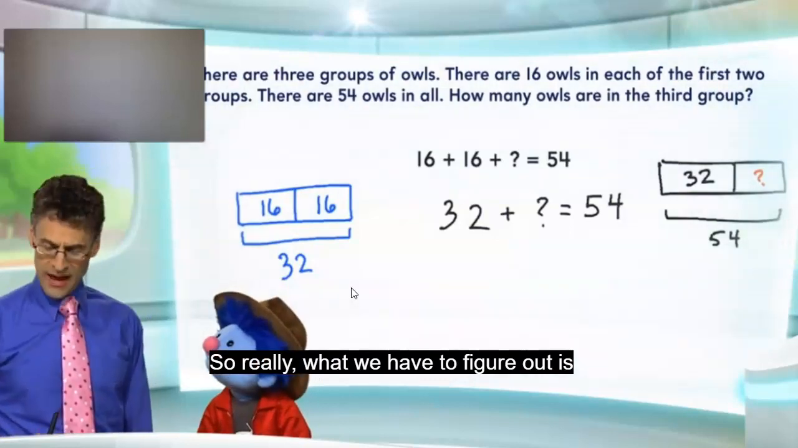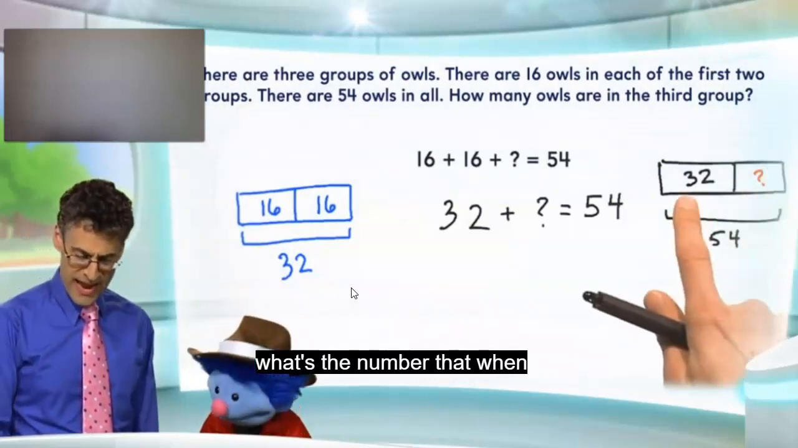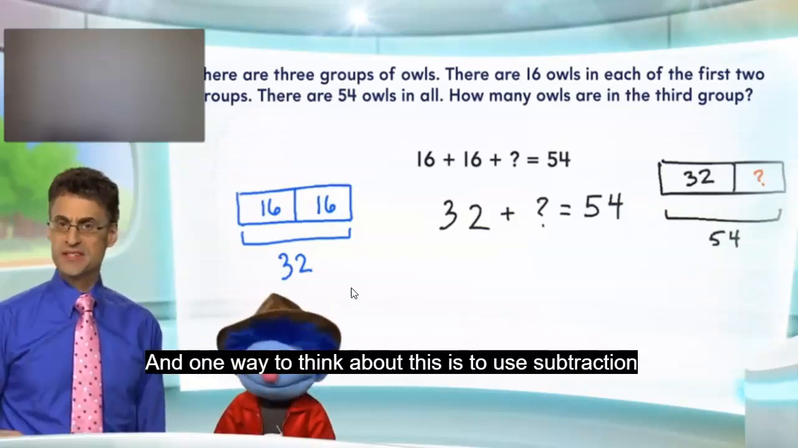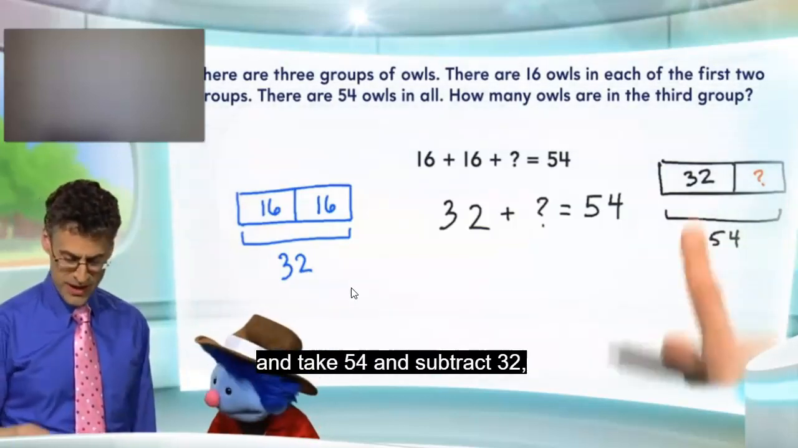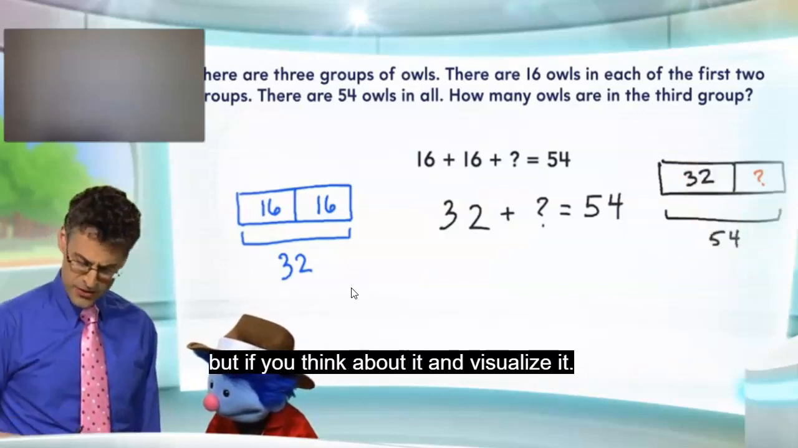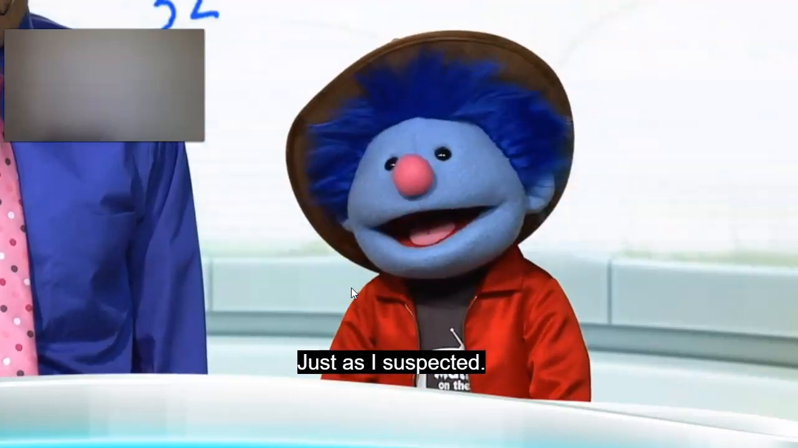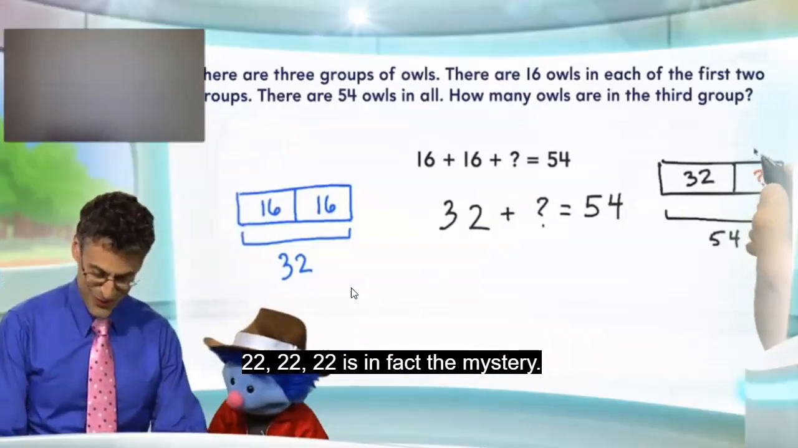So really, what we have to figure out is, what's the number that when I add to 32 makes 54? And one way to think about this is to use subtraction and take 54 and subtract 32. But if you think about it and visualize it, we see the answer, in fact, is 22. Just as I suspected.